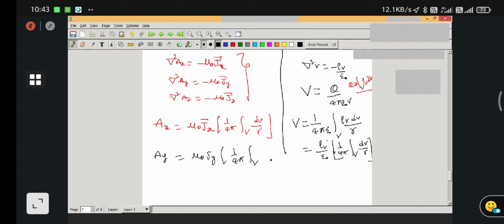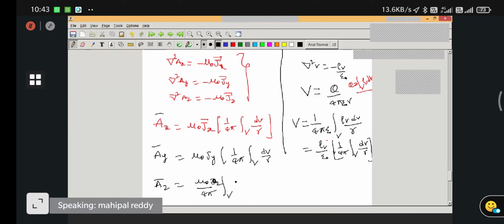In the same way, the vector Az equals mu naught Jz, mu naught by 4 pi, the volume integral of J vector z divided by r dv. This is just comparing magnetostatics and electrostatics.